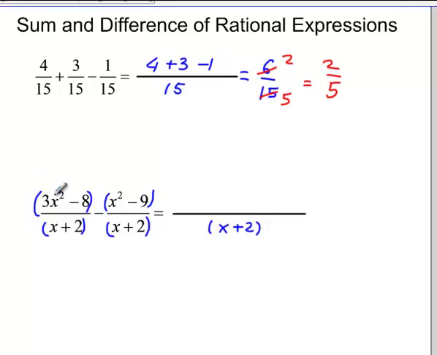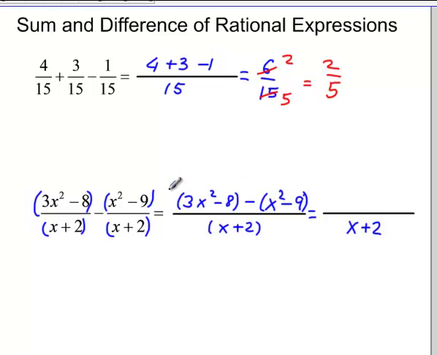And what I have to do here is copy down the operation I'm going to do with the numerators of the fractions. So I will have 3x squared minus 8, here's my first numerator, minus the next number, x squared minus 9. Now I have to continue, and clearly the denominator is still the same, x plus 2. And the major job is going to be the numerator.